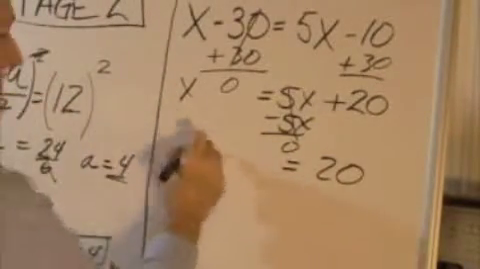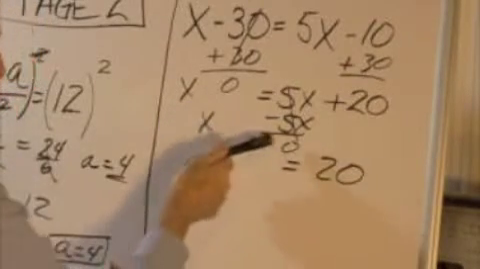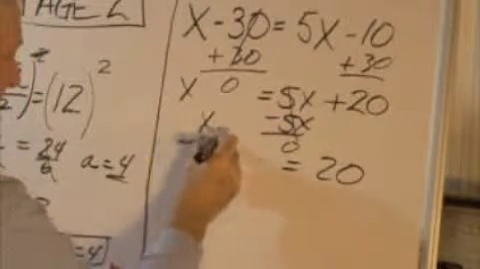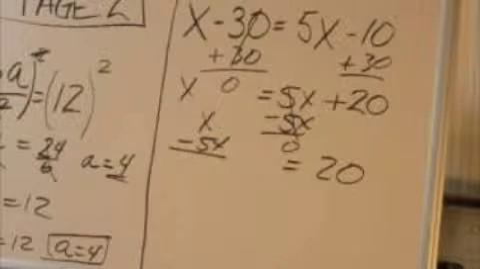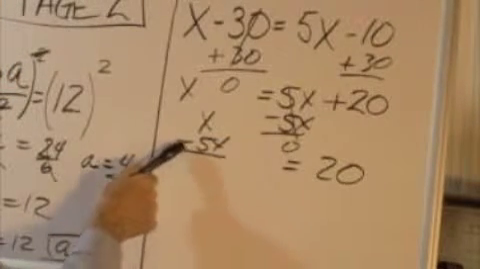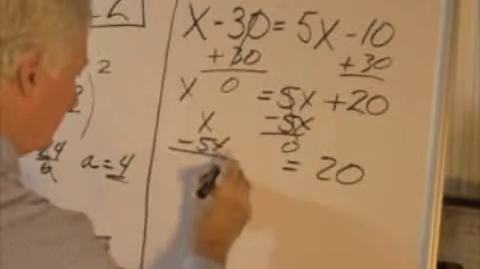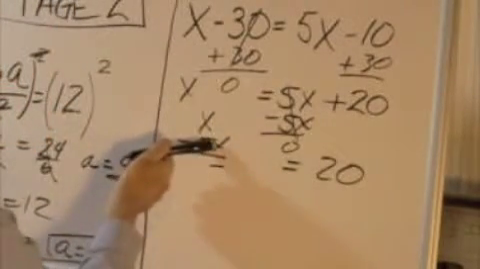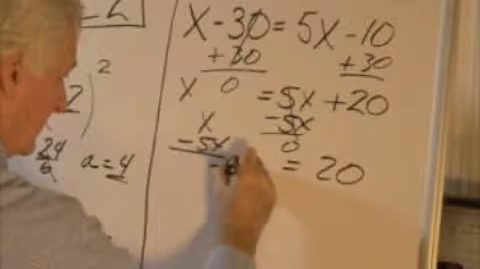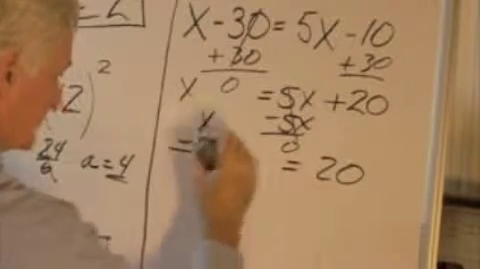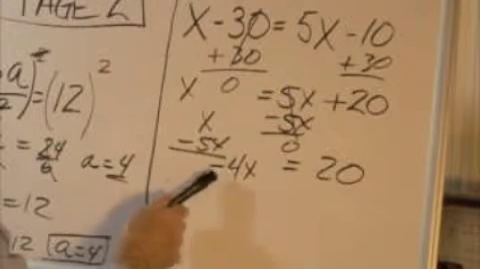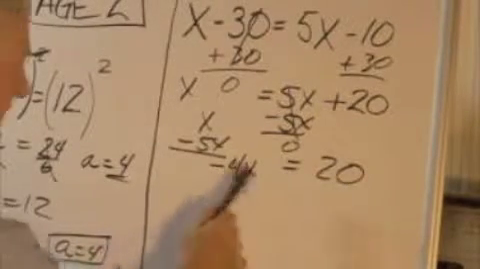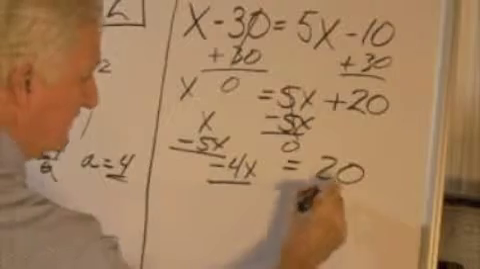Over here, I've got x minus 5x. Now, there's a little bit of complication. The sign of the larger is negative. I'm going to have a negative, and 1x from 5x is 4x. I have a negative 4x equals 20. Now, I'm going to get rid of that negative sign as well as the 4. I'm going to be lazy. I'm going to do this.